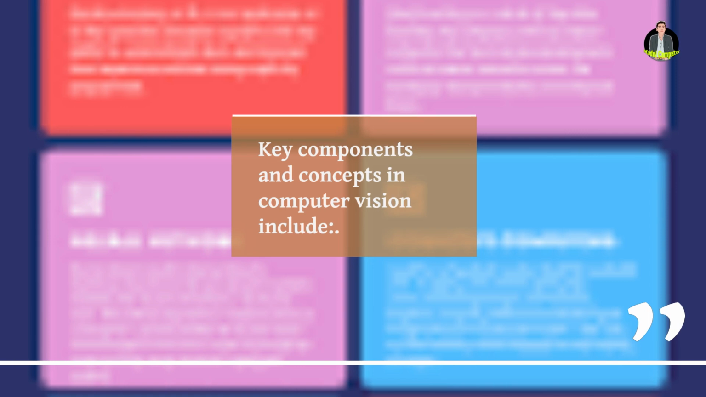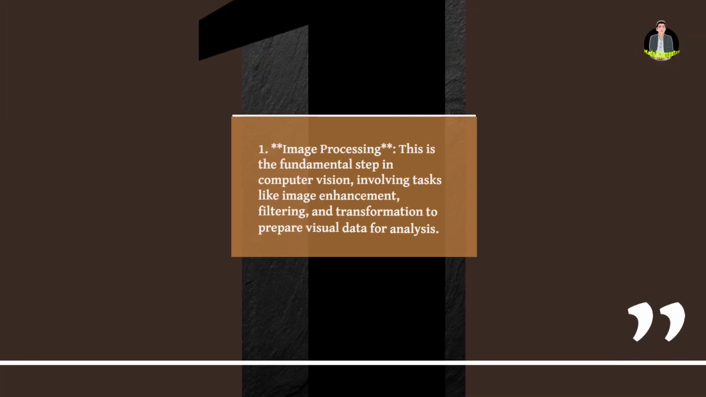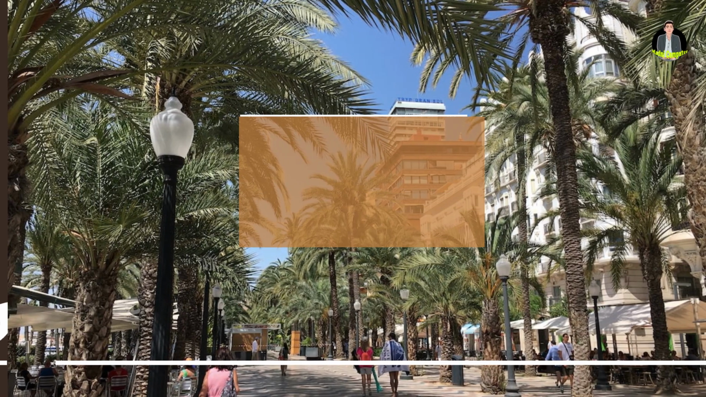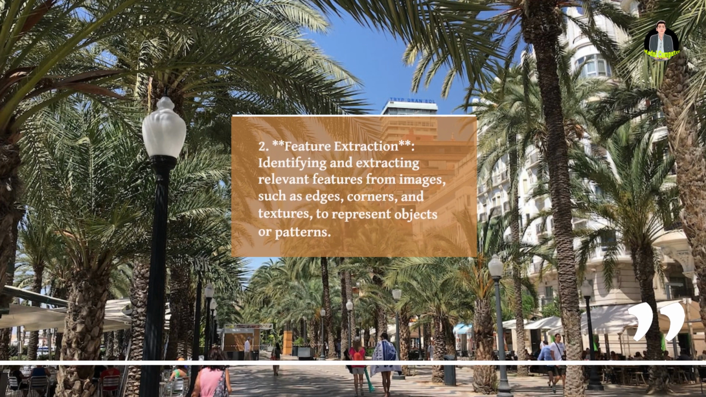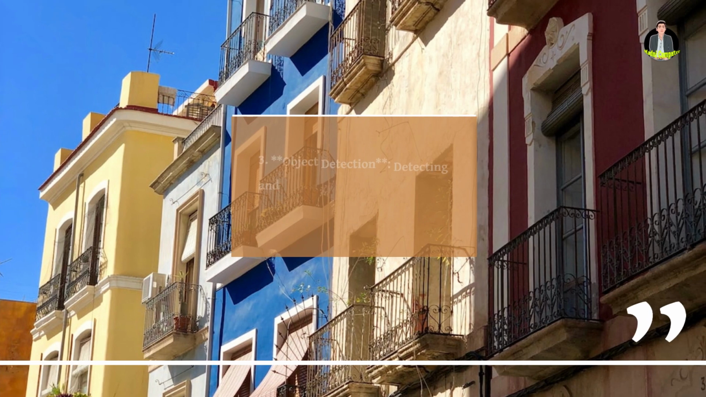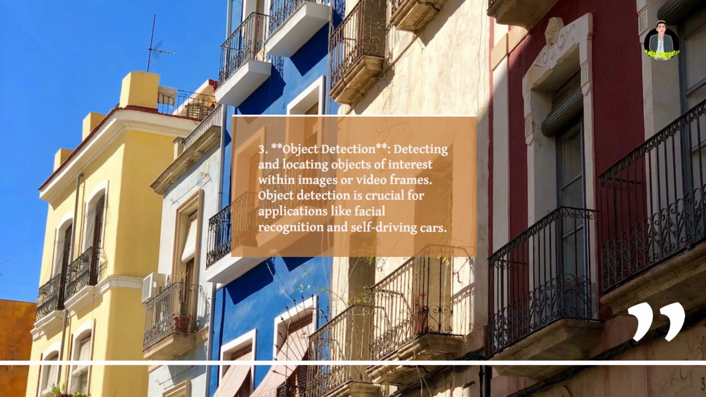Key components and concepts in computer vision include: 1. Image processing. This is the fundamental step in computer vision, involving tasks like image enhancement, filtering, and transformation to prepare visual data for analysis. 2. Feature extraction. Identifying and extracting relevant features from images, such as edges, corners, and textures, to represent objects or patterns.